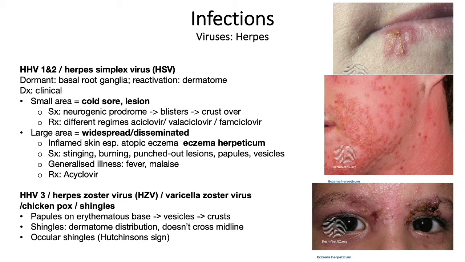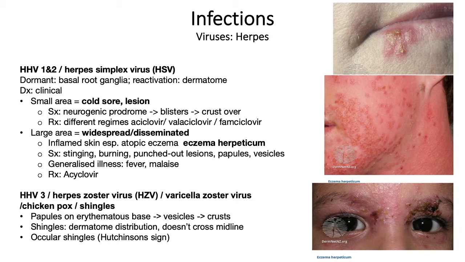HHV3, also known as herpes zoster virus or varicella zoster virus or chickenpox, and then if it's reactivated, it can be called shingles. This is again a contagious disease. It consists of papules on an erythematous base. These turn into vesicles, they burst, form crusts, scab, and usually resolve without scarring. Shingles is a reactivation of chickenpox, and this chickenpox has been residing within the dorsal root ganglia. So again, this tends to show a dermatomal distribution that doesn't cross the midline.